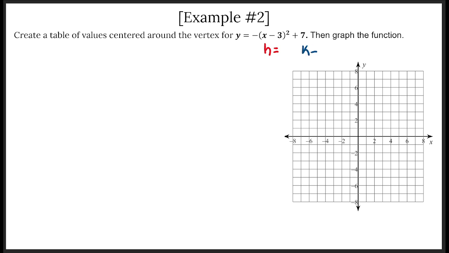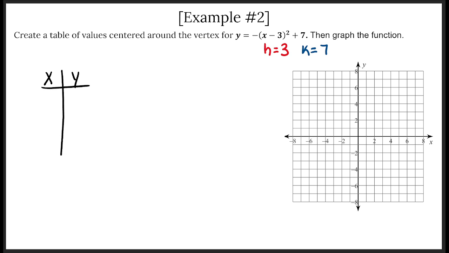H and k. Remember that h looks like the opposite of what it really is because the original formula should have a minus. So we're actually just going to say h is positive 3, even though it looks like negative 3. K is what you get, so we have a positive 7 for our k.